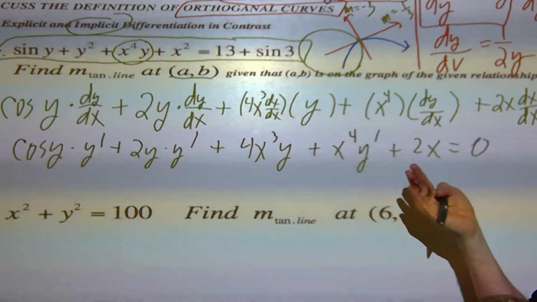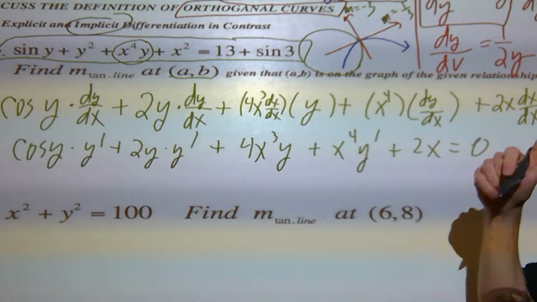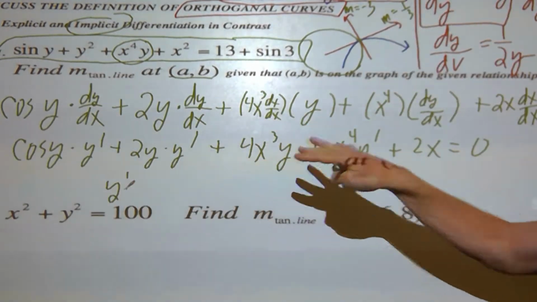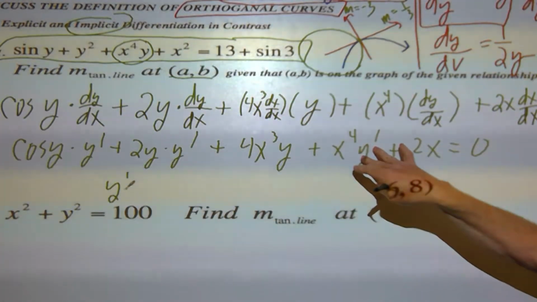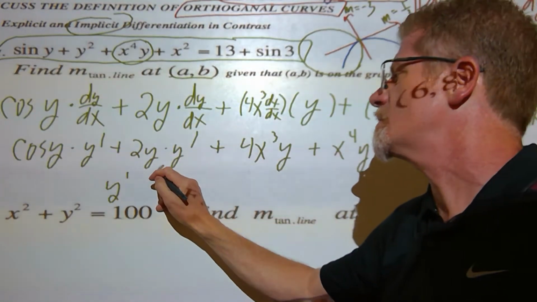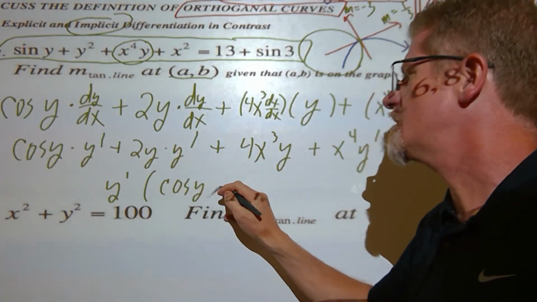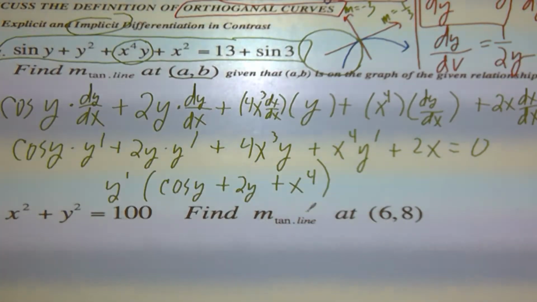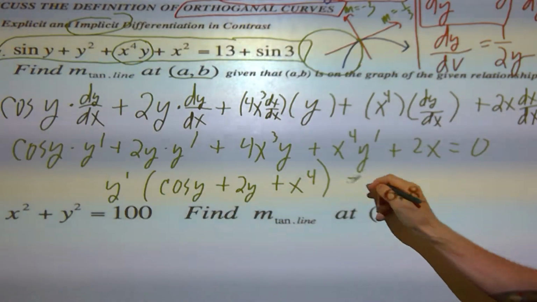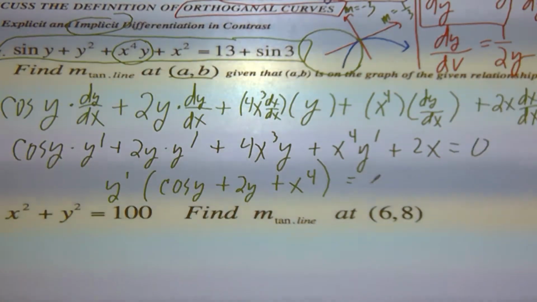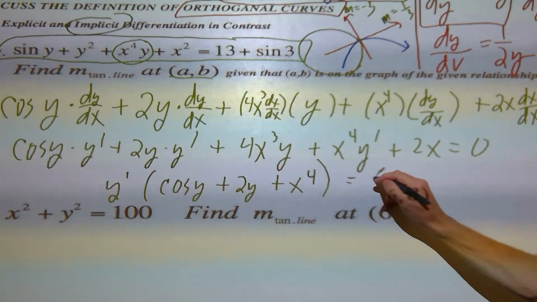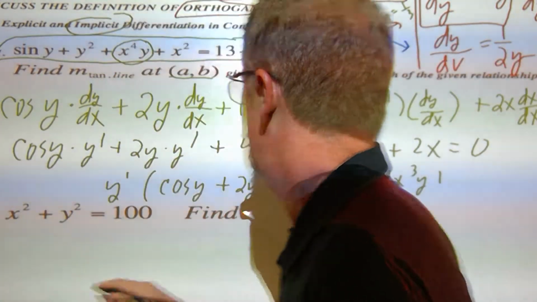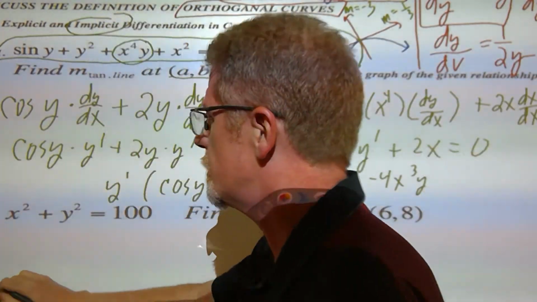Now the calculus is over. It's just a little bit of algebra 2. I'm going to factor y prime out of the three terms that contain y prime. When I factor y prime out of those terms, what's left in parentheses is cosine y plus 2y plus x to the fourth. Now the terms that don't contain y prime, would you please allow me to export those to the other side of the equation by subtraction, writing them as negative 4x cubed y minus 2x. Just doing a little bit of algebra.